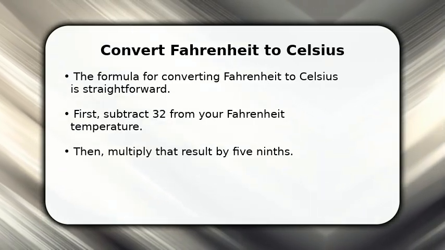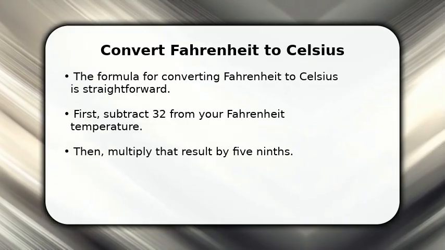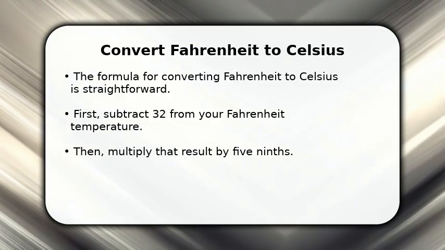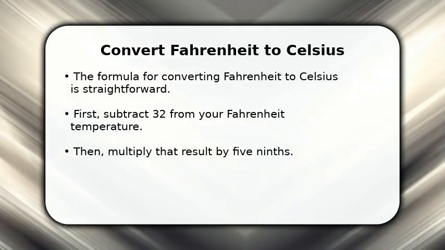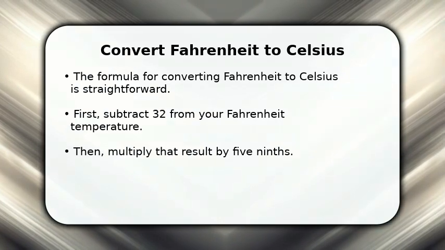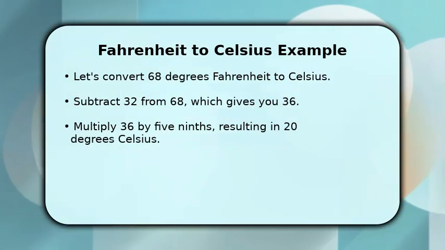Next, you'll multiply that new number by 5/9. This fraction accounts for the different size of the degree units between the two scales, giving you the accurate Celsius temperature. Let's try an example to make this clear.